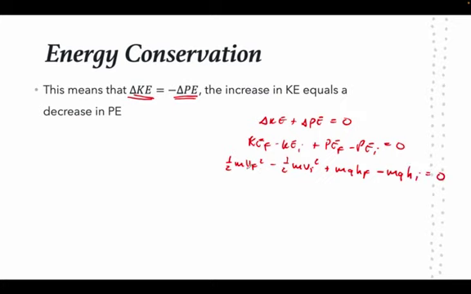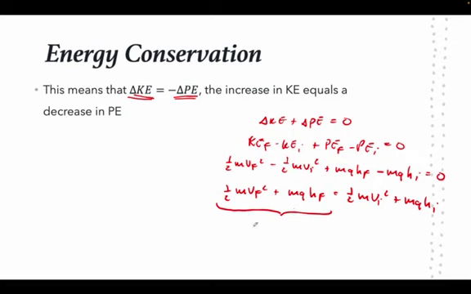Move the final values to one side, move the initial values to the other side, and we end up with a formula that says 1/2 m vf squared plus mghf is equal to 1/2 m vi squared plus mghi. And then this right here is the kinetic energy plus the potential energy at the endpoint. So this becomes the total energy of the object at the endpoint, and this is the sum of the kinetic plus potential energy, which is also the total energy.